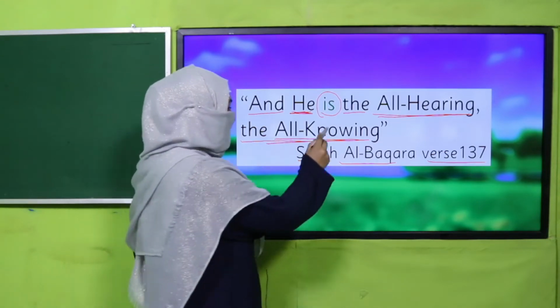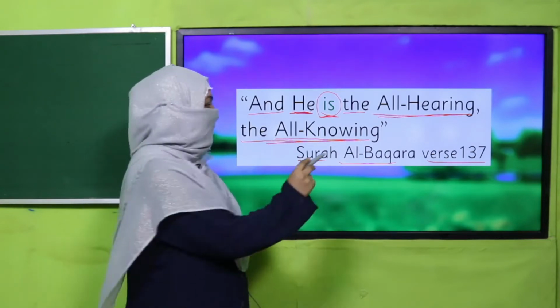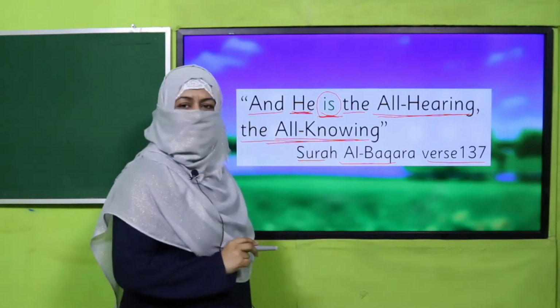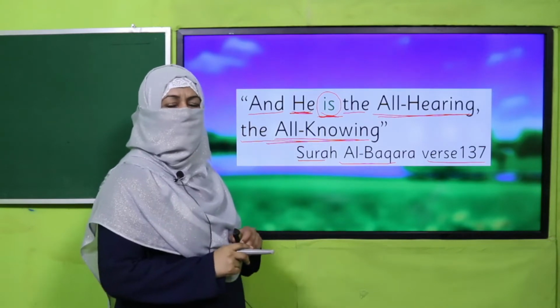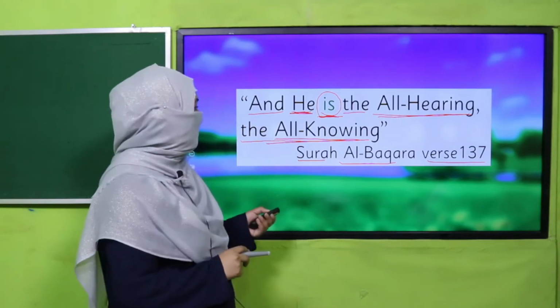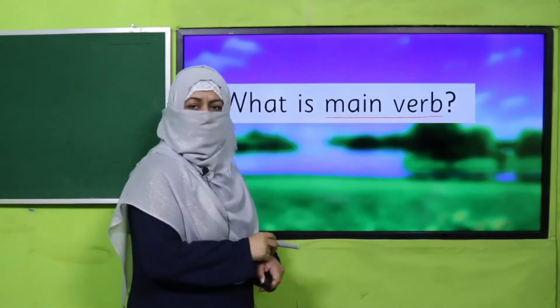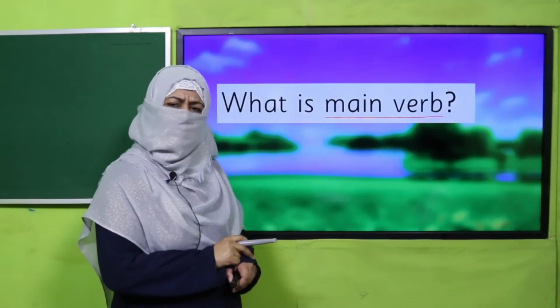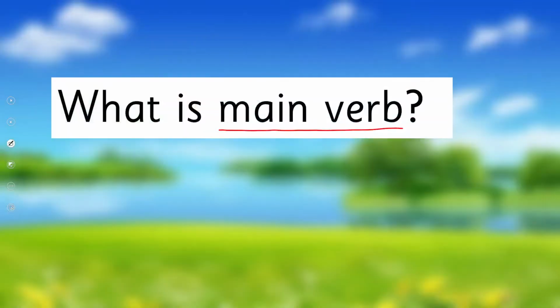Now, my dear students, look at this word: is. Allah is. This is actually a verb, right? So, how do we find it and how do we use it? We learn today. First, you tell me, what is a main verb? We know about verb, so what is a main verb? Pause the video, answer this question to your teacher and then come back.